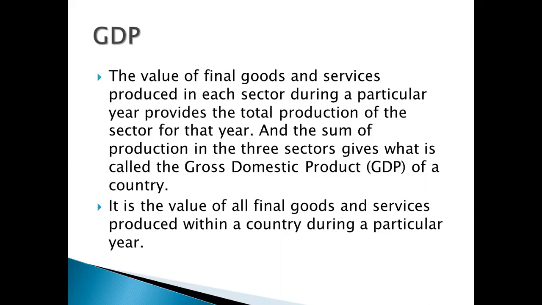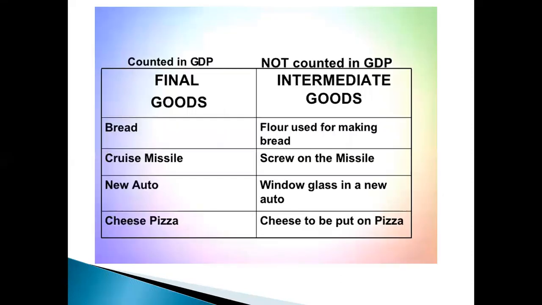For example, a bread is a final good. A consumer can go to the shop, purchase a bread, and use it. But if flour is purchased by a shopkeeper or a bakery person for making bread, then that flour is not the final good. It is an intermediate good.